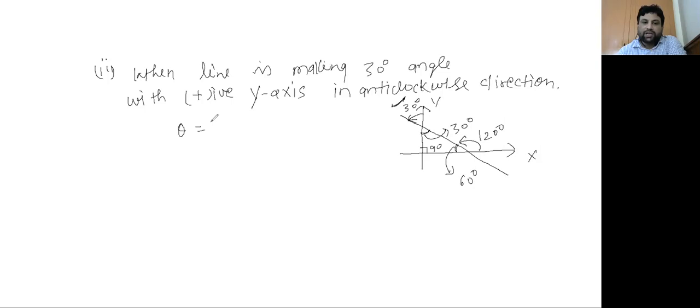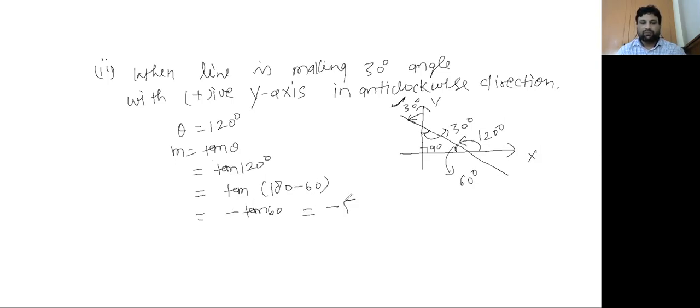It means in this case theta will become 120 degrees. We can use the formula m equals tan theta. In place of theta we put 120 degrees, and this angle lies in the second quadrant, and in the second quadrant tan is negative. So we can write tan 120 as tan of 180 minus 60, so minus tan 60, and the answer will become minus root 3. This question is also given in NCERT, exercise 10.1 question number 7. Important.